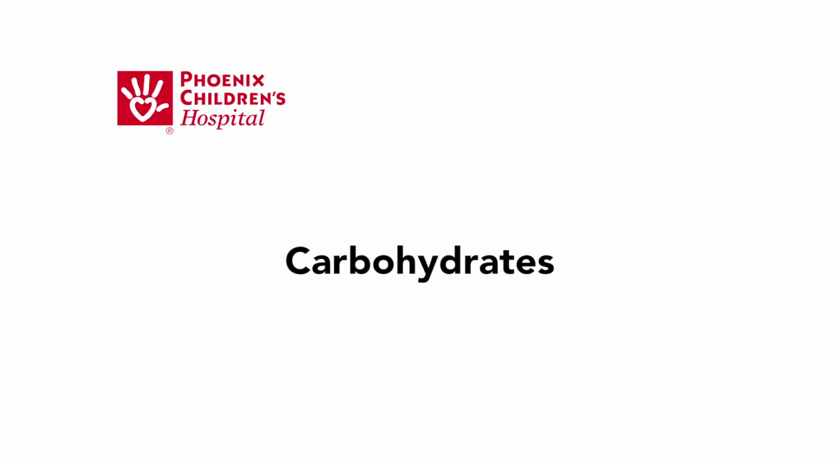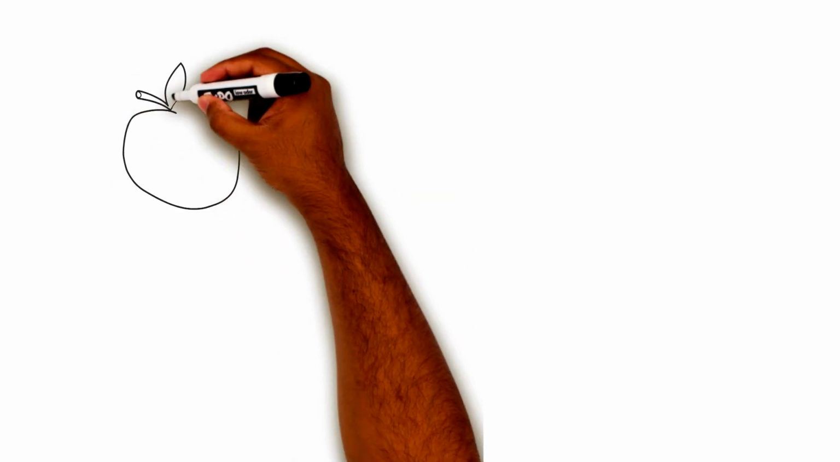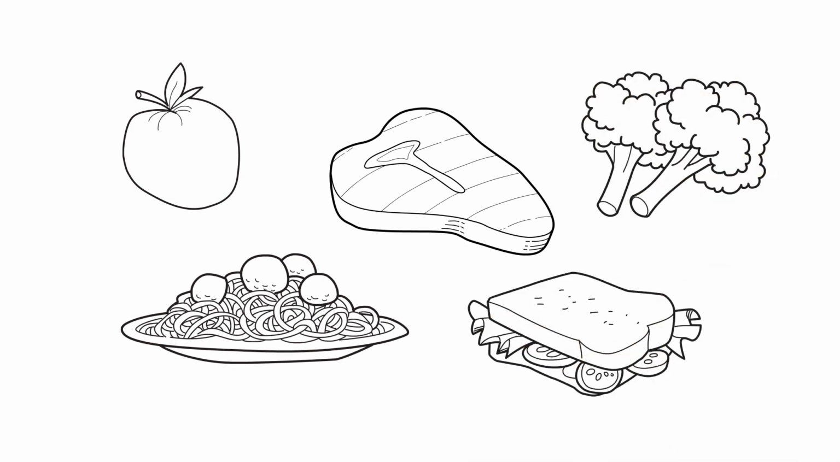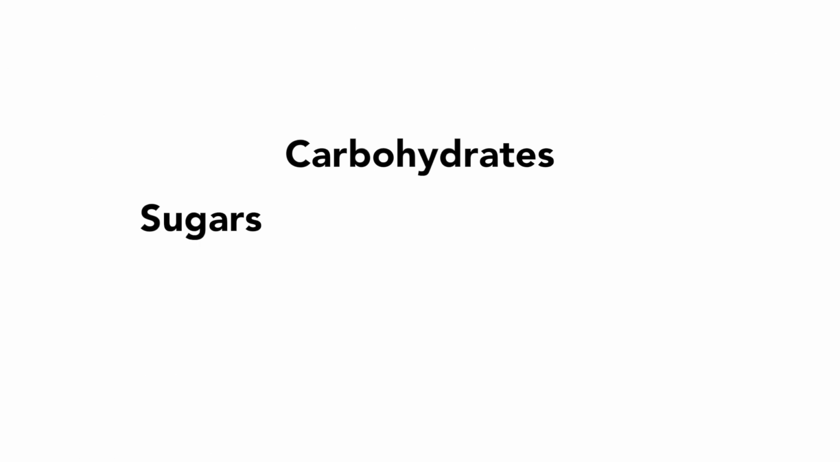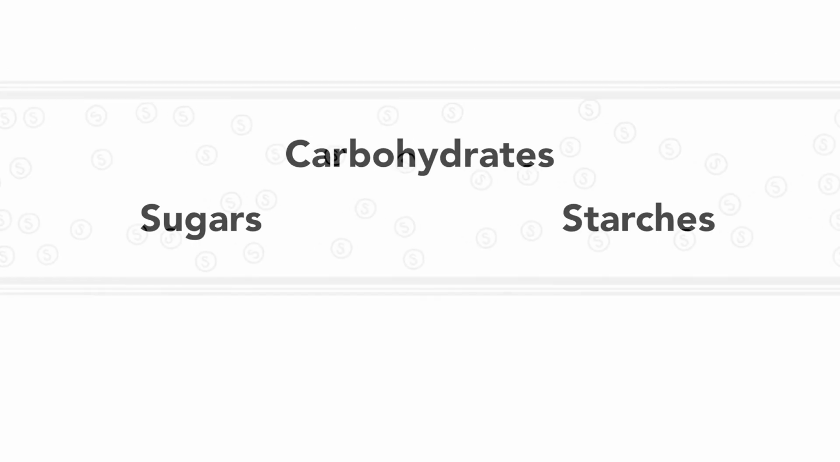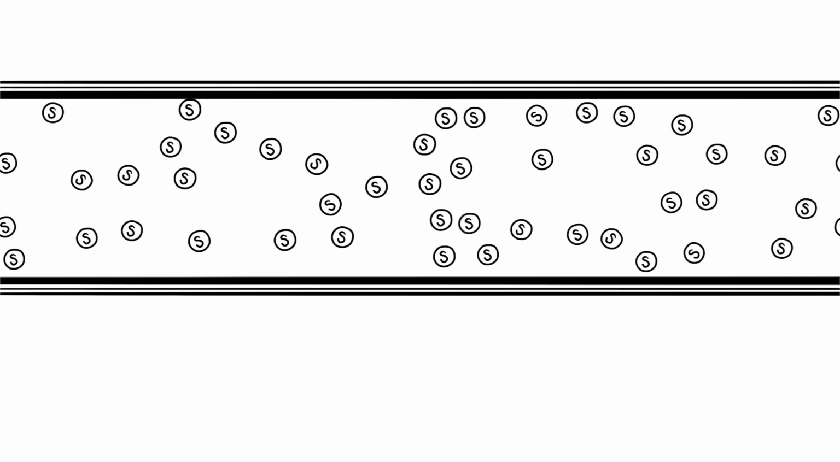This video will help you understand the relationship between carbohydrates and diabetes. All food is made from different combinations of three nutrients: carbohydrates, proteins, and fats. The body needs each of these and digests them in different ways. Carbohydrates are the sugars and starches in food. When eaten, they break down into the type of sugar your cells need. Carbohydrates make blood sugar levels go up, whether you have diabetes or not.